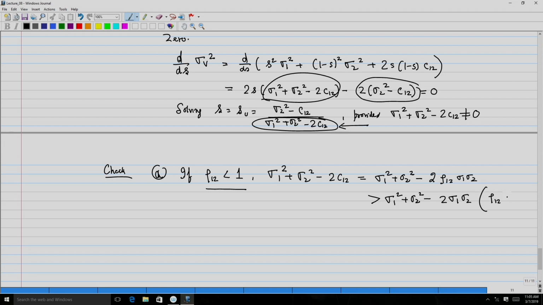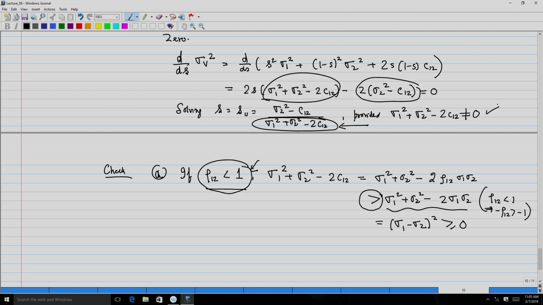Why am I claiming this? Because my rho 1 2 is less than 1, which implies that minus rho 1 2 is strictly greater than minus 1. So, I multiply both sides by sigma 1 sigma 2 to make this conclusion. And what is this expression? This expression is sigma 1 minus sigma 2 whole square, which is greater than or equal to 0. So, that means the denominator under this assumption is going to be strictly greater than 0. So, obviously, this condition is going to be satisfied.